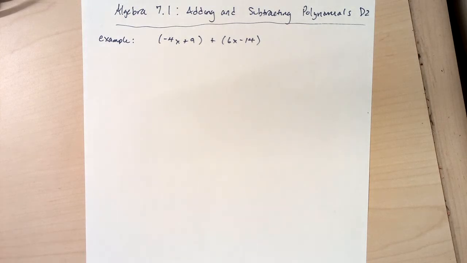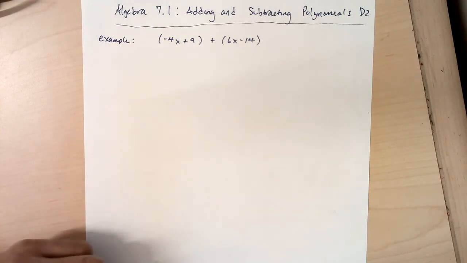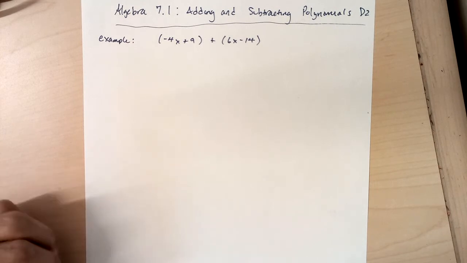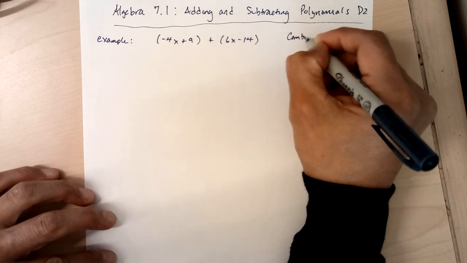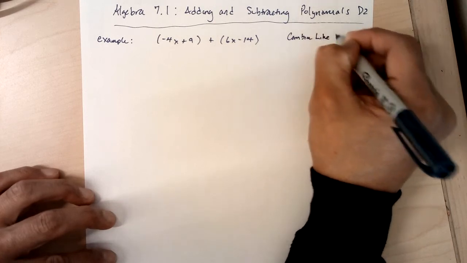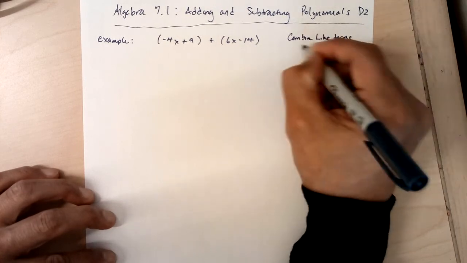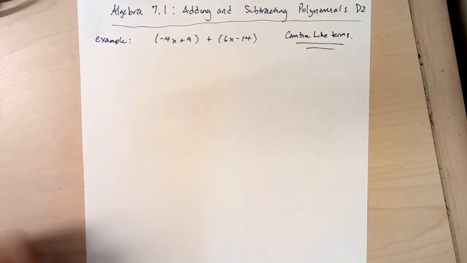So we'll be continuing with 7.1, adding and subtracting polynomials. When you're adding and subtracting polynomials, regardless of whether you use either the line method or the long form method, you could also call it the horizontal method and the vertical method, the key to adding and subtracting polynomials is to combine like terms. That's always the key to adding and subtracting polynomials.